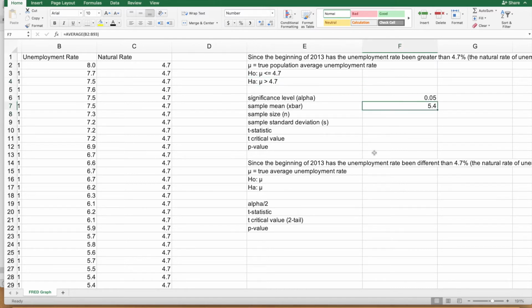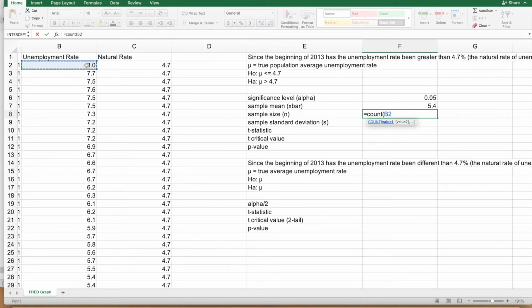So now we want to think about the likelihood of observing that 5.4 in a world where the truth is 4.7. So another thing we need, as you know, to make these calculations is the sample size. So I'll do equals count. That will count the observations in a set of cells.